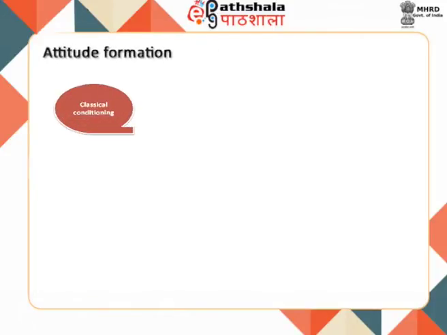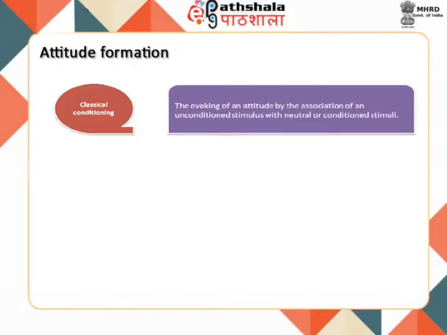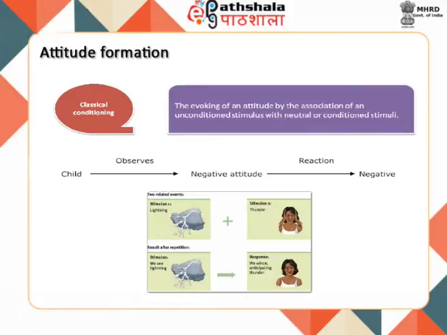The first process through which we acquire attitudes is called classical conditioning. That is, the evoking of an attitude by the association of an unconditioned stimulus with neutral or conditioned stimuli. If a child observes people being negative about an attitude object consistently, then gradually his reactions will be more negative as a result of classical conditioning.